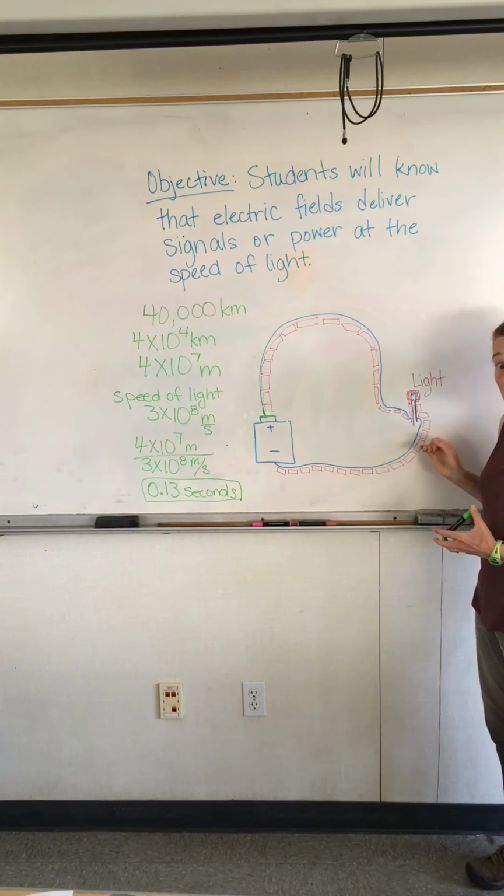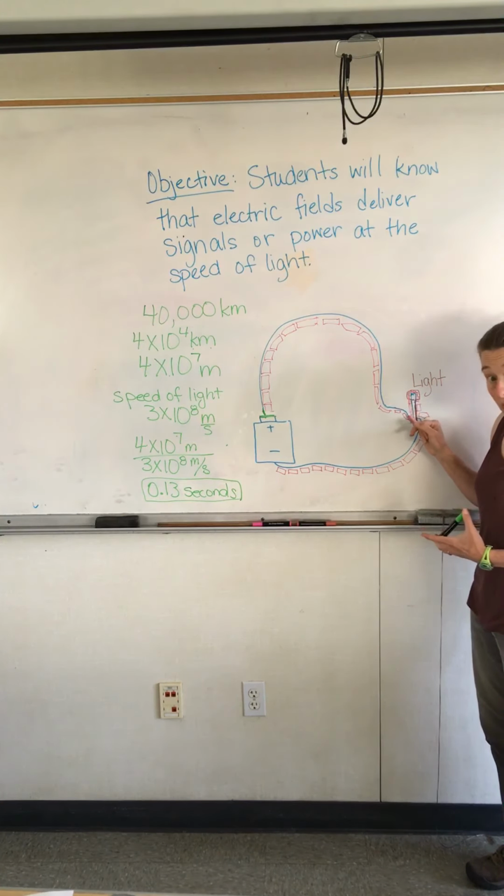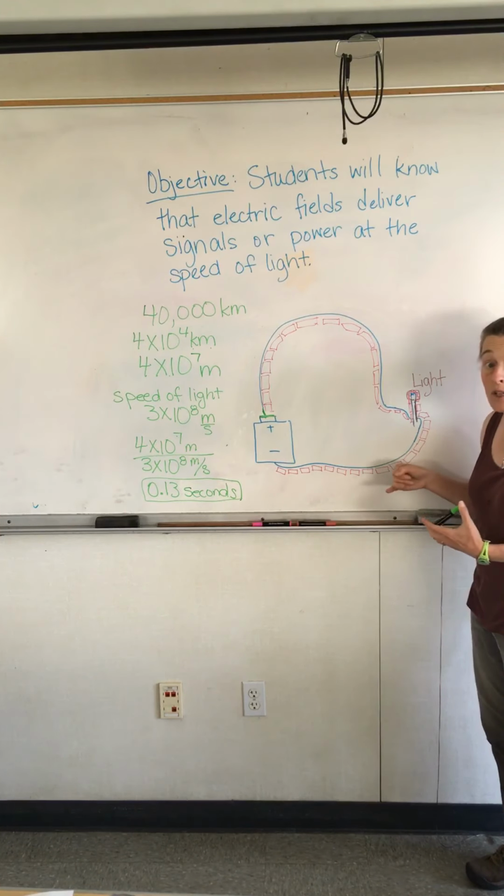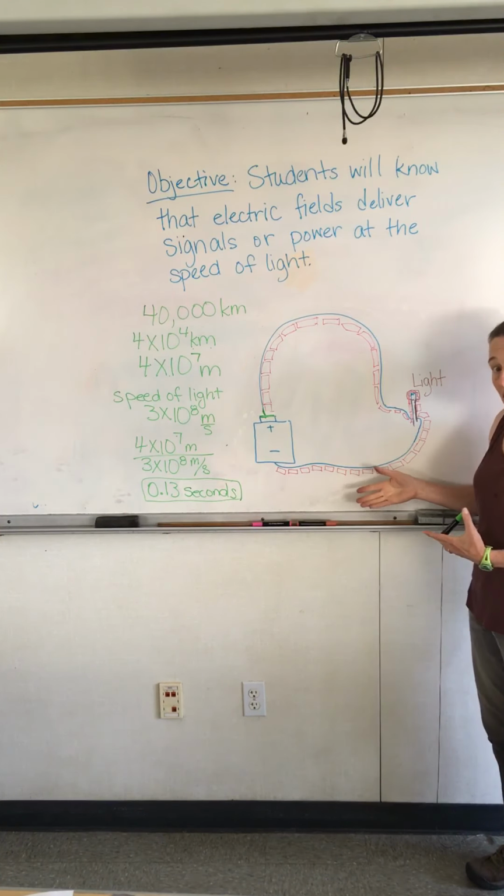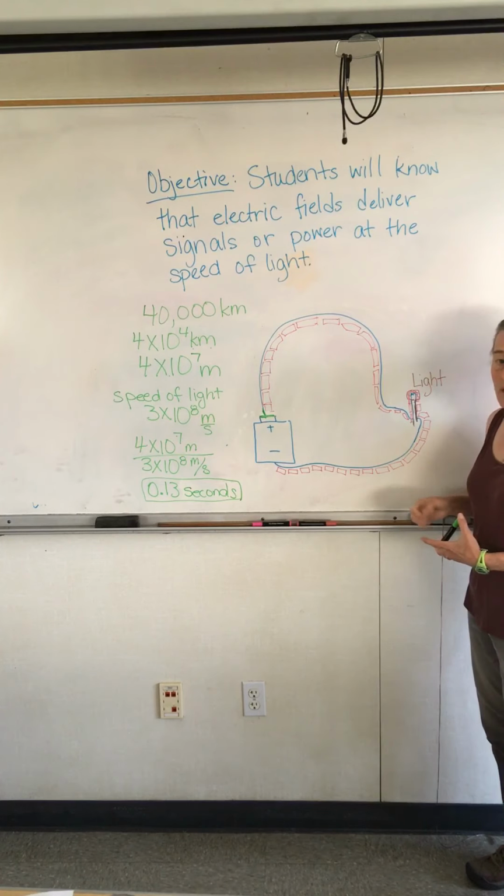The power that drives machines has to move through the wire. That's the electrons actually moving. But the signal that travels along the wire moves at the speed of light outside the wire.